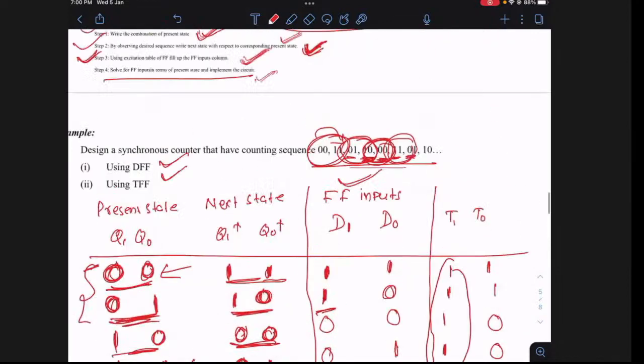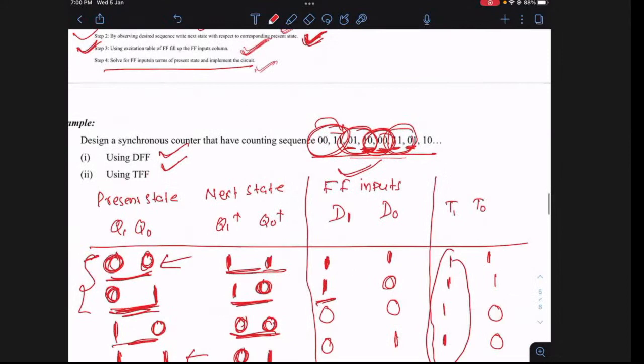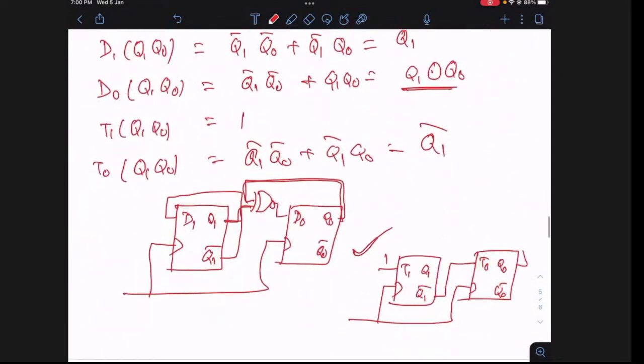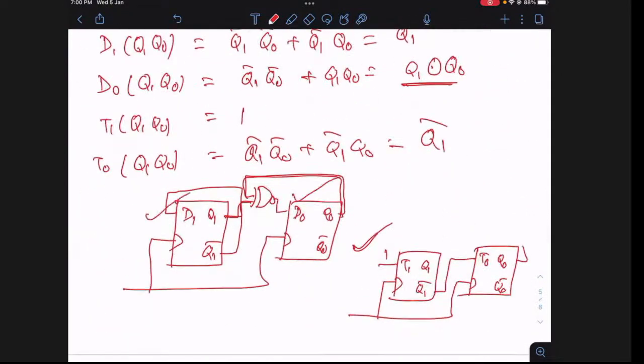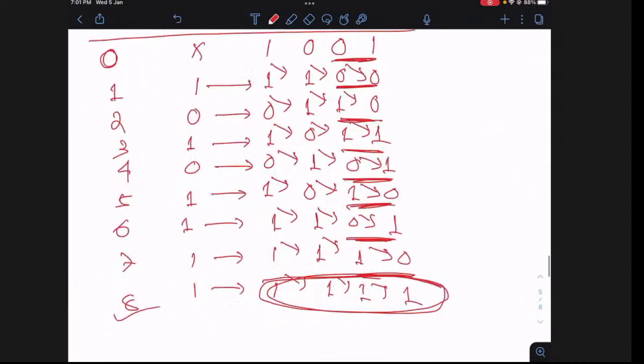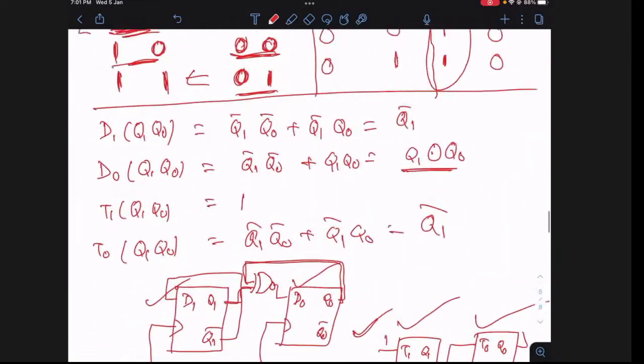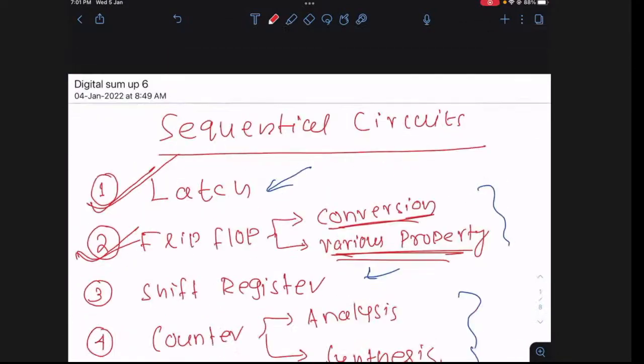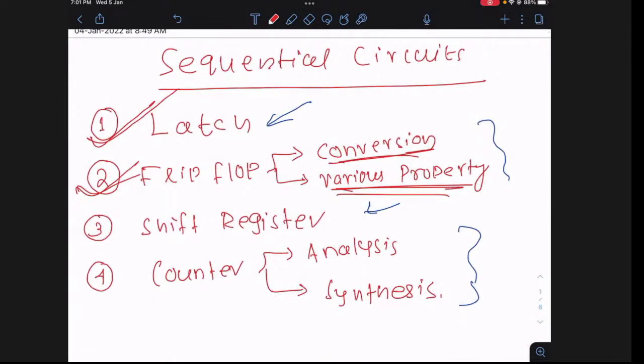Such kinds of questions you can also get. If this is the pattern, what should be connected to D1, what should be connected to D0? Like that they will set the options. What should be connected to T1, what should be connected to T0? Like that they will set the options. So this is all about sequential circuits, and through this couple of questions, almost all concepts of sequential circuits I have covered.